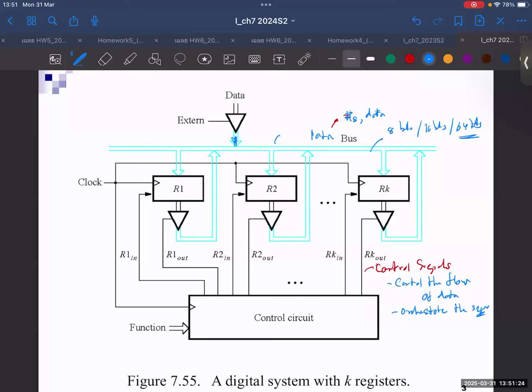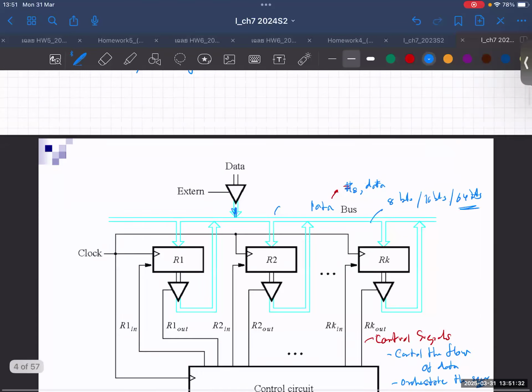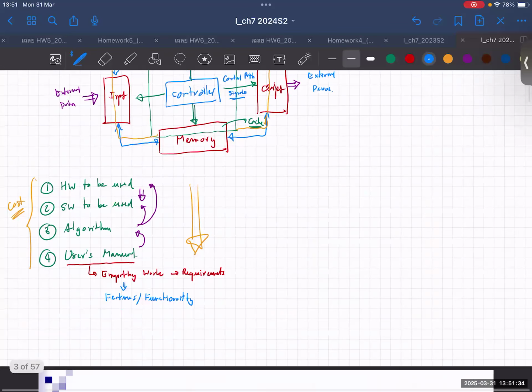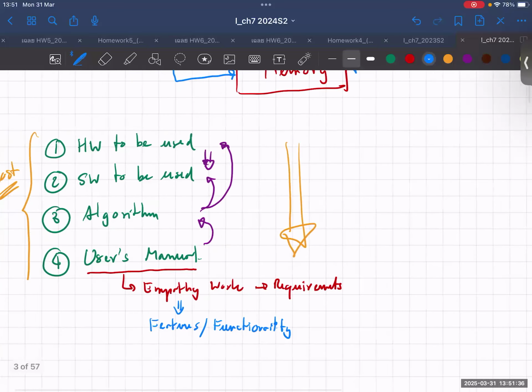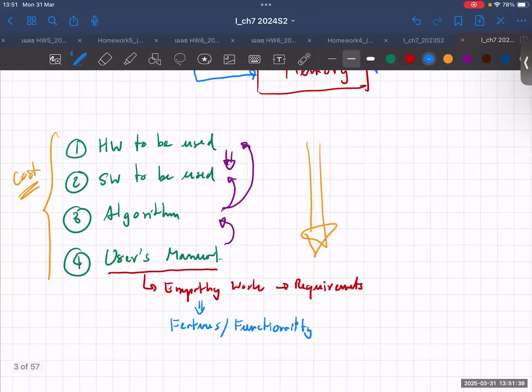Okay, and then you can have the control circuits. So what do the control circuits do? Of course, you have to determine what you can do in the digital system, like I said before. So you start off with this, and then you work backward. Basically it depends on the job. What kind of job you want to do will determine the hardware used.